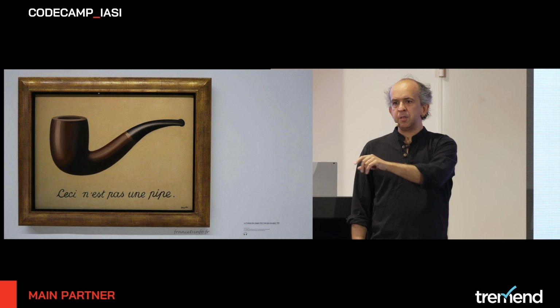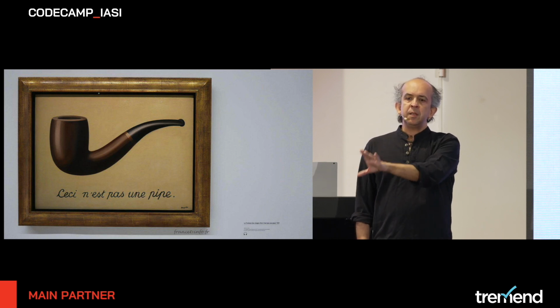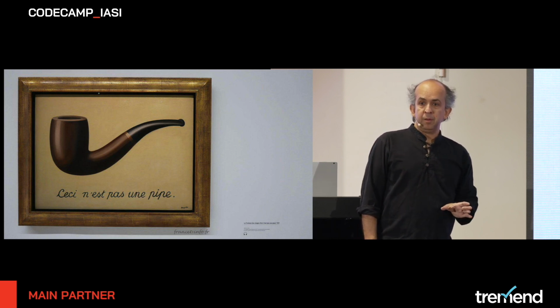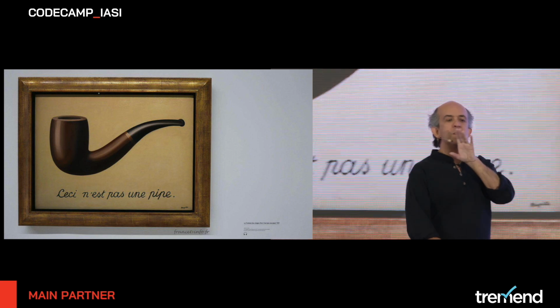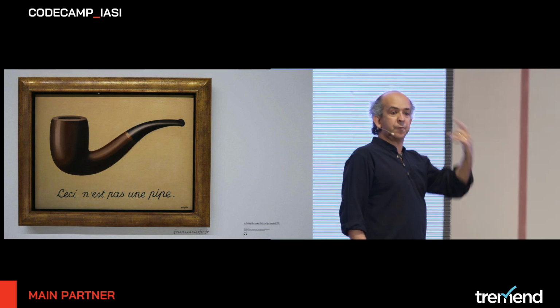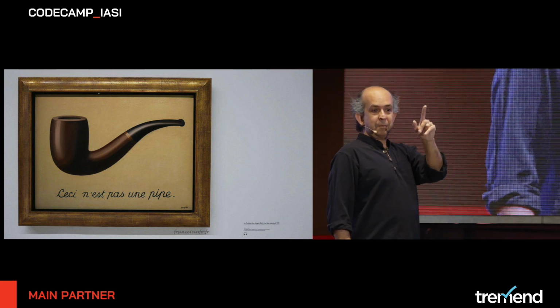This is a pipe. No, it isn't. It's René Magritte's painting of a pipe. That's why it says this is not a pipe, because this is not a pipe, it's a painting of a pipe. But no, this is not René Magritte's painting of a pipe. This is a photograph of René Magritte's painting of a pipe.